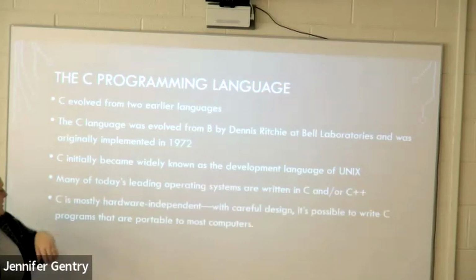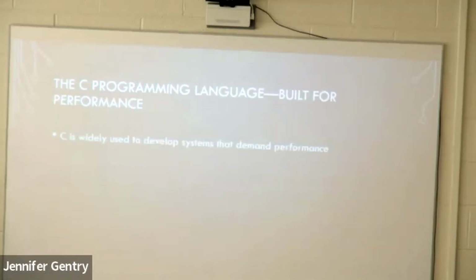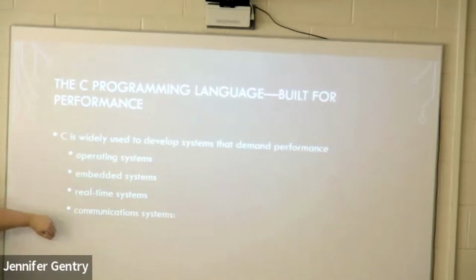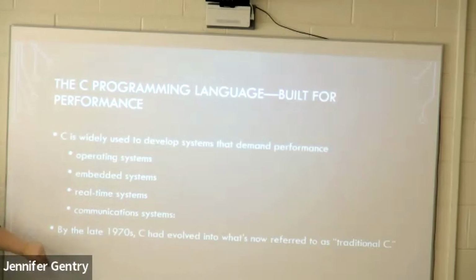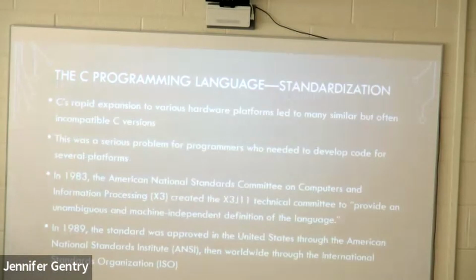Many of today's operating systems are written in C or C++. It's mostly hardware independent. That's one of its niceties. Remember, we talked about how you're going to need a different machine language for every single manufacturer. C is independent. It is built for performance, for operating systems, embedded systems, real-time systems, communication. By the late 70s, we have what we have now as our C.